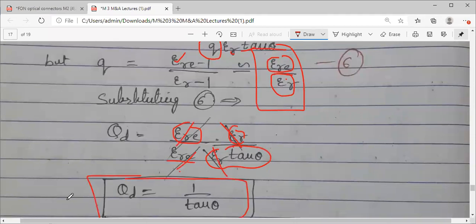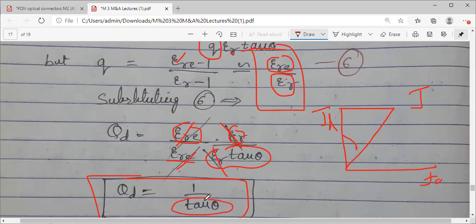So what is tan theta? It is the loss tangent. Let me just recall. We had taken displacement current density and conduction current density like this. So the overall current density J is the vectorial sum of these two, JC and JD. If you take this theta in the triangle and take the ratio of opposite by adjacent, you will get tan theta. So tan theta is the loss tangent.